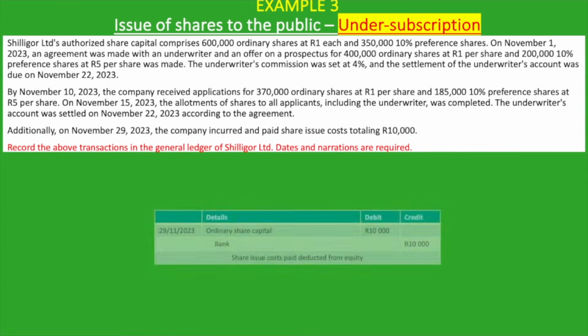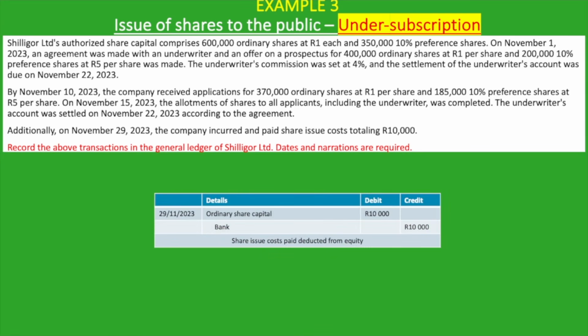So this is how it's going to look. 29 November 2023, debit ordinary share capital. Whenever you see ordinary share capital on the debit side, you know you are reducing your ordinary share capital, and we are crediting bank with 10,000 rand. What is the narration? Share issue costs paid, deducted from equity, as we are required to do according to IAS 32. I hope that last one also made sense.